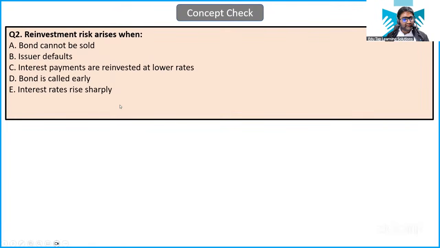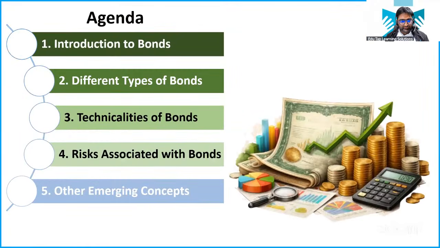Okay, reinvestment risk is what? Very easy. It is when you are reinvesting your interest payments but you are getting lower rates. The profit that you are getting is low. So C should be the right answer, right? Again, Kashish gets the point.